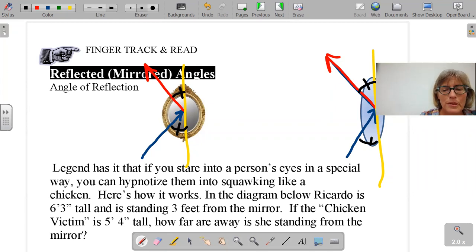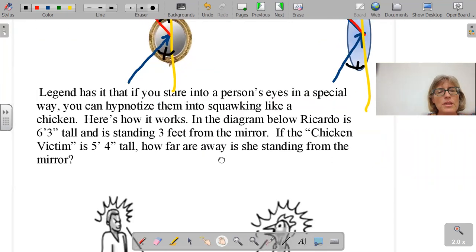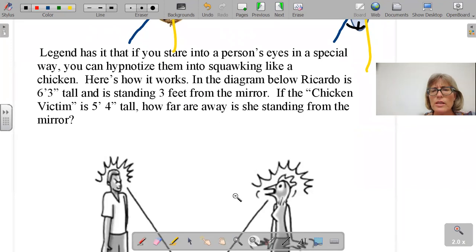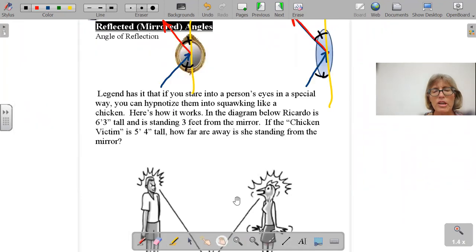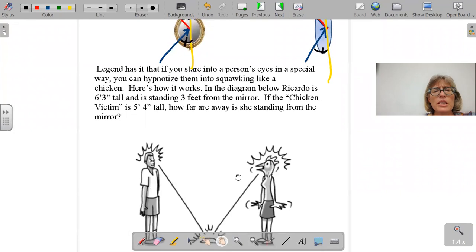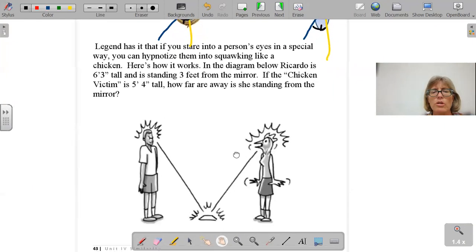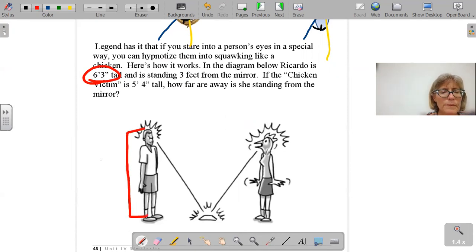All right. So using this application, legend has it that if you stare into a person's eyes in a special way, you can hypnotize them into squawking like a chicken. Here's how it works. In the diagram below, Ricardo is 6 feet 3 inches tall and is standing 3 feet from the mirror.